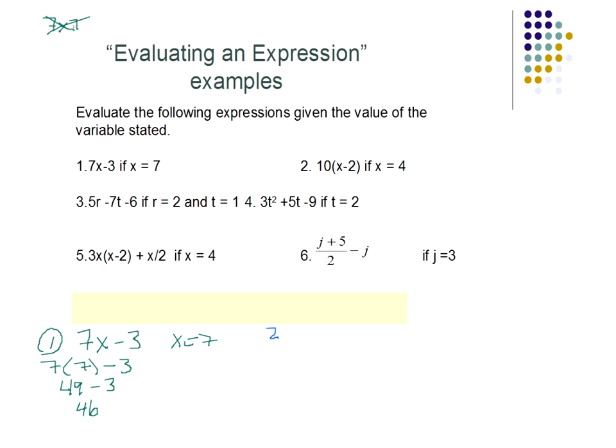Now question 2, I have 10 times x minus 2 when x equals 4. Again, anywhere I see an x, I'm going to plug in a 4. I have to evaluate the brackets first, not because it's mathematical, but because that's what we decided. So 4 minus 2 is 2. 10 times 2 is 20.